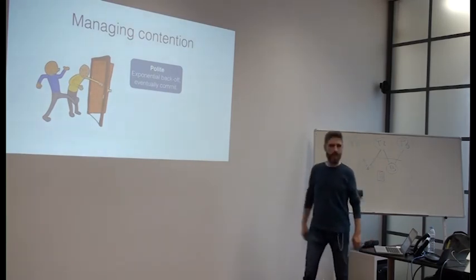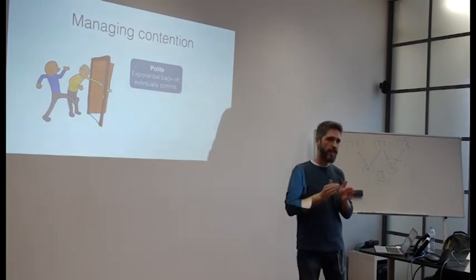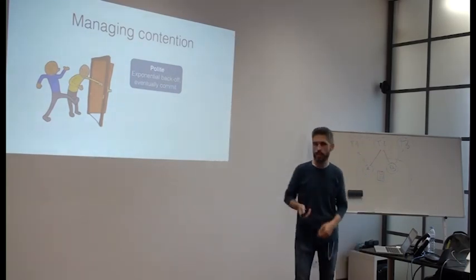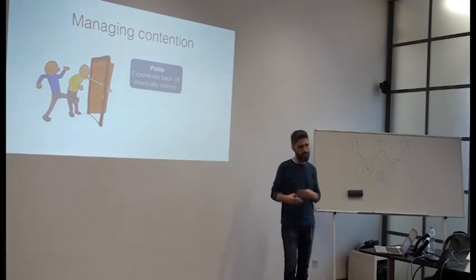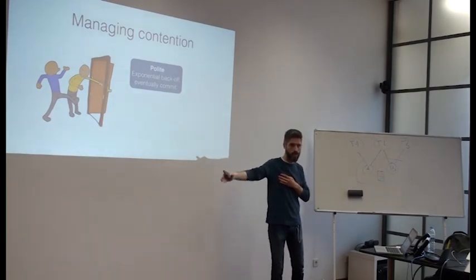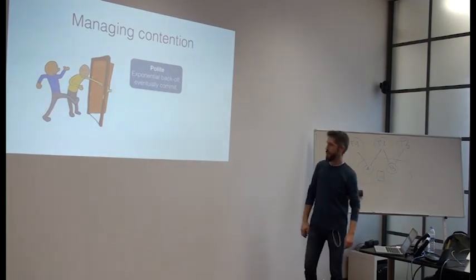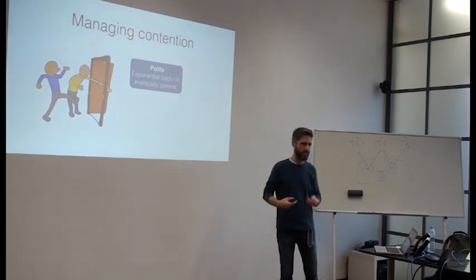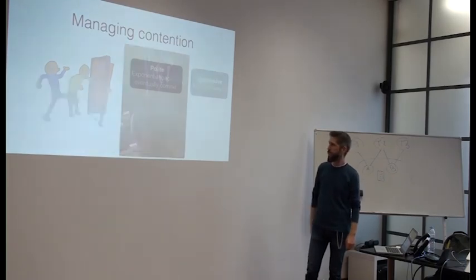Okay, we have the polite, in which when a transaction checks that it is trying to access an object that is already being accessed by another transaction, it exponentially backs off, so it gives some time for the other transaction to finish the execution and possibly commit before trying again to access this data. Eventually it will commit, except if the data becomes invalid for itself.